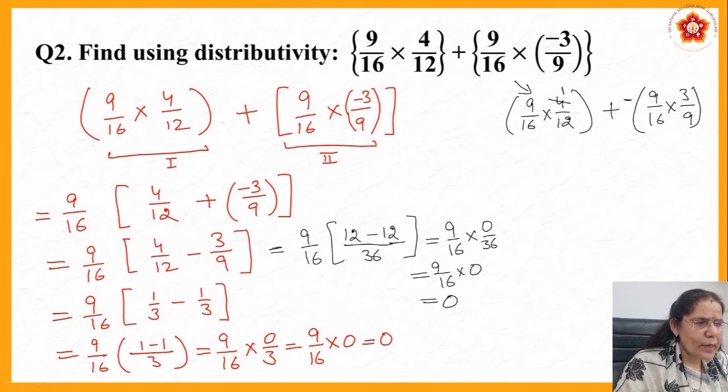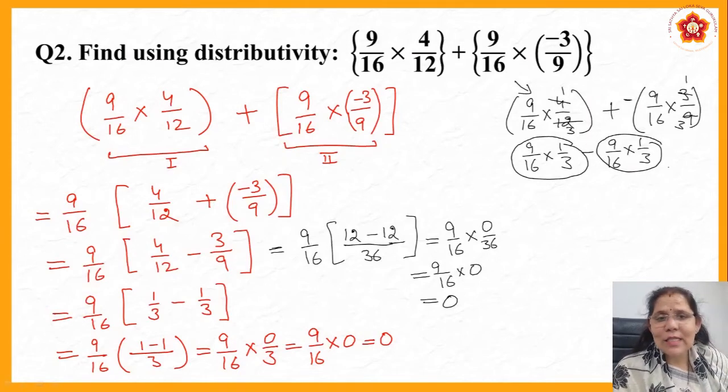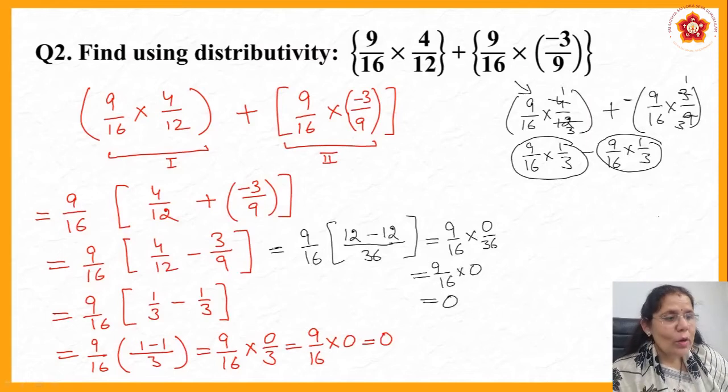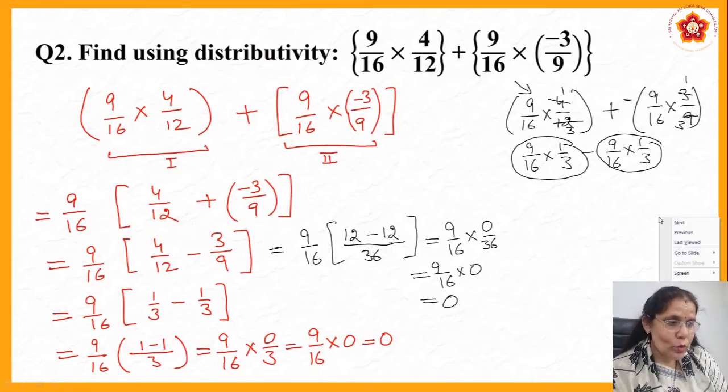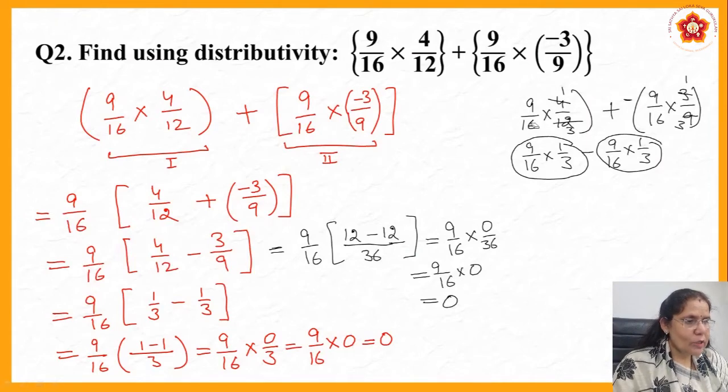And here only you can do it. So what is it? It is 9 upon 16 multiplied by 1 upon 3 minus 9 upon 16 multiplied by 1 upon 3. So from the same number you are subtracting itself. So the answer is going to come 0. But we were asked to use the distributive property to solve this question. And the solution is in front of you.